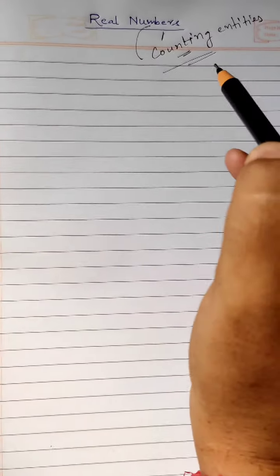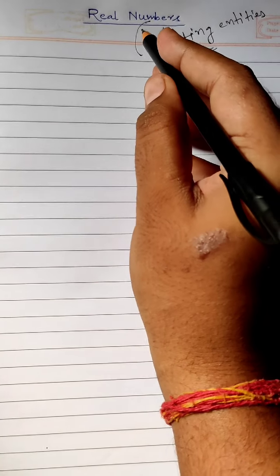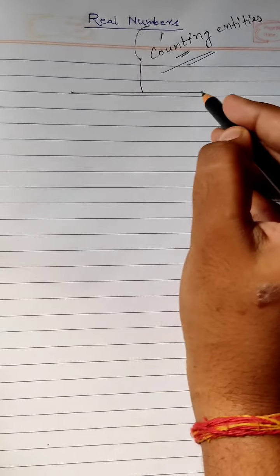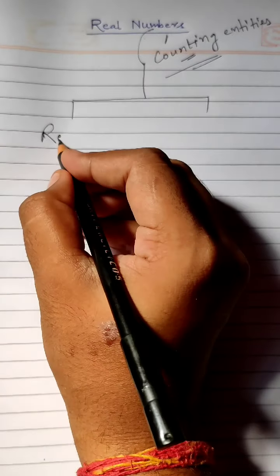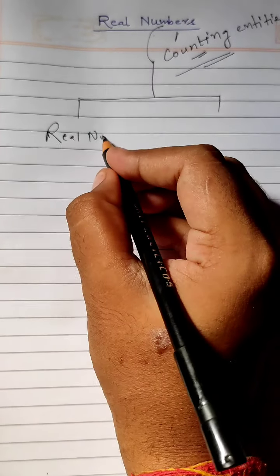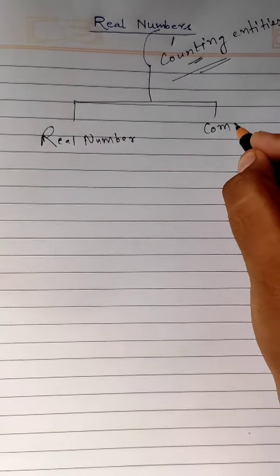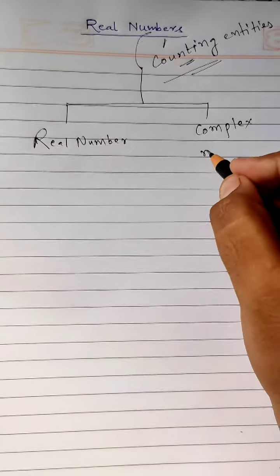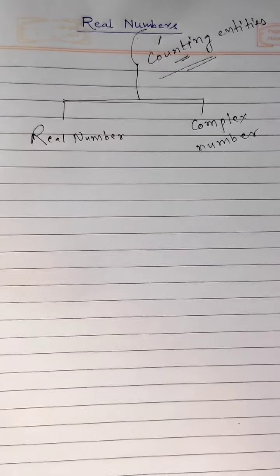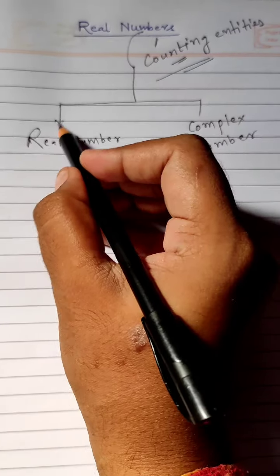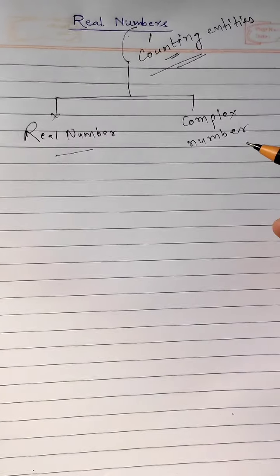And there are two broad categories of numbers, we can say: the real number, and second is your complex number, right? Before discussing real numbers, we will discuss what a complex number is.